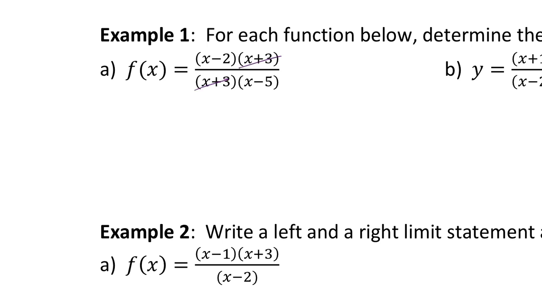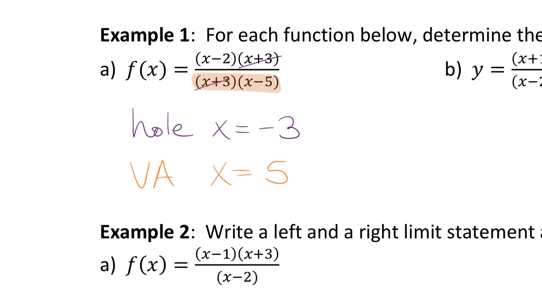Cool. I know that the undefined values still come from here, which is where I'm going to find my holes and my vertical asymptotes. If one of these two terms completely canceled out of the denominator, it is a hole. Did anything completely cancel out of the denominator? Yeah, which means there's going to be a hole at x equal to -3, because that one completely canceled out of the denominator. There's going to be a vertical asymptote at x equal to 5, because that factor did not completely cancel out of the denominator.